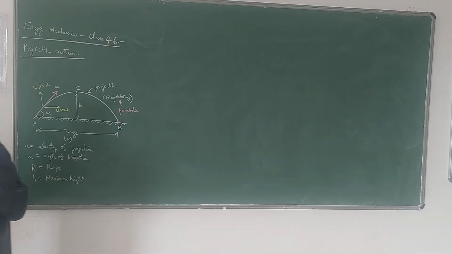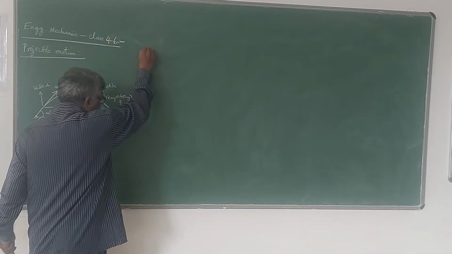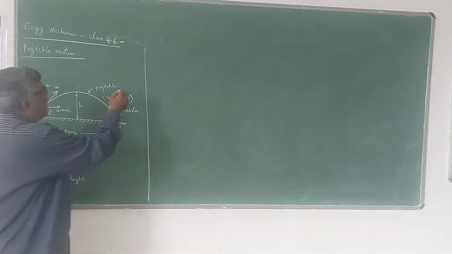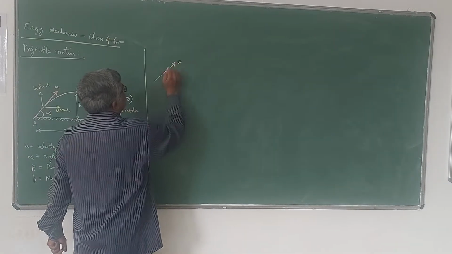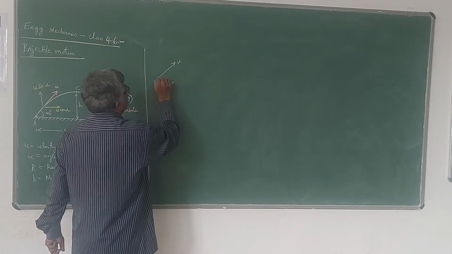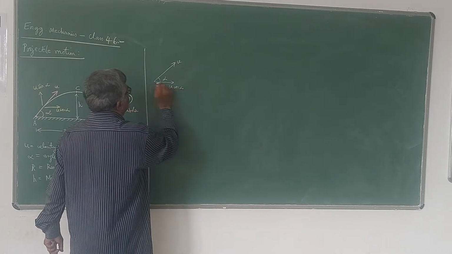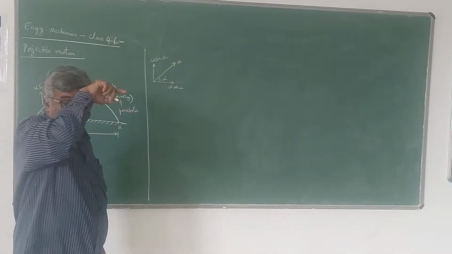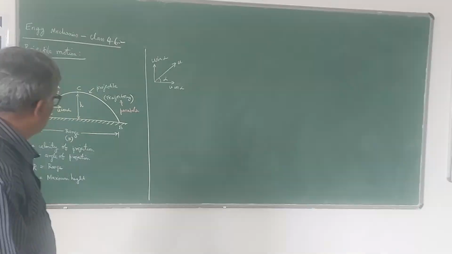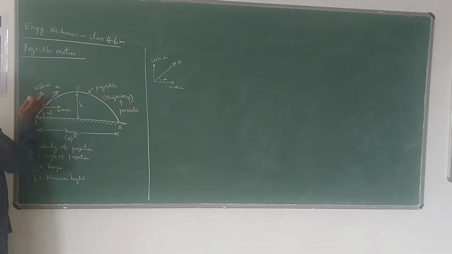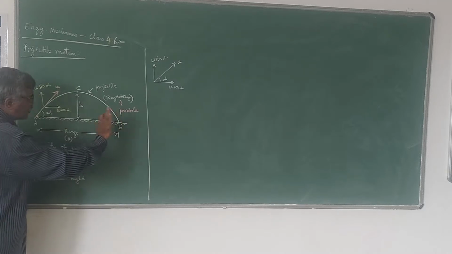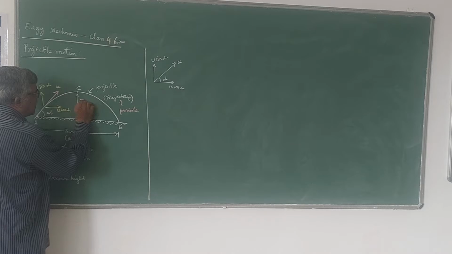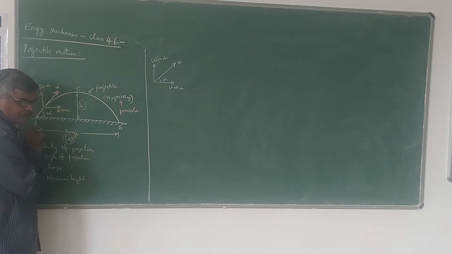So in this case, we have to consider two motions here. Since it is inclined like this, with angle alpha, we have u cos alpha and u sin alpha, whatever I have shown there. So the projectile has both horizontal motion as well as vertical motion. Vertical motion will give this h here, and horizontal motion will give this R.